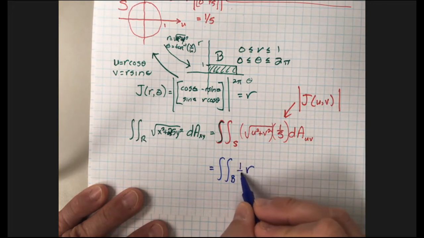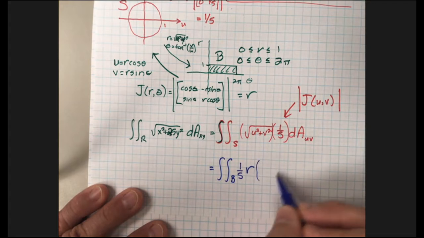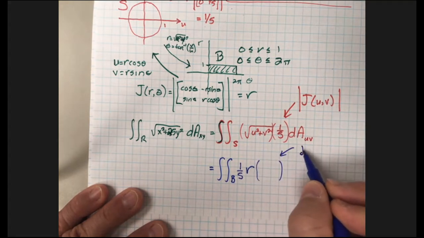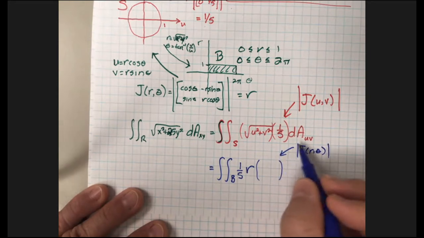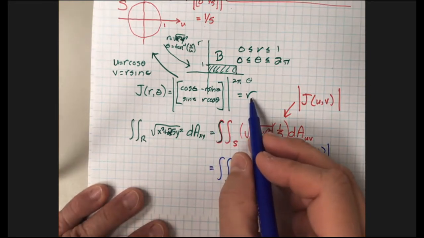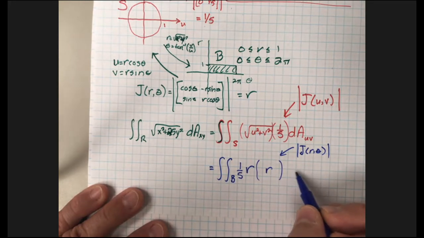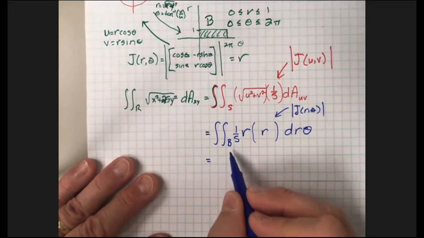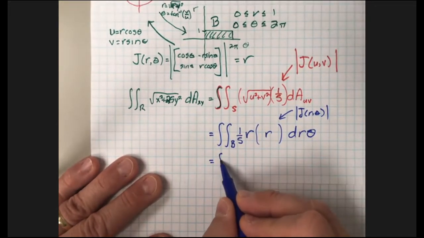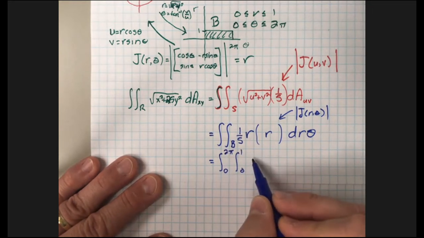Remember, there was a 1/5 present from our first transformation. And now remember, I have to insert the Jacobian of r and theta, absolute value thereof. But this is r. I don't have to slap absolute value signs on this if r is a positive number, as it will be for us. Now I execute dr d theta. And now I can actually write the limits of the brick B, 0 to 2 pi, 0 to 1.